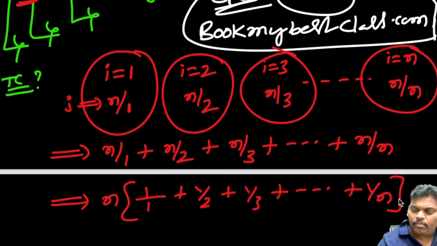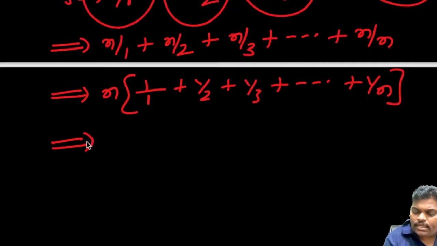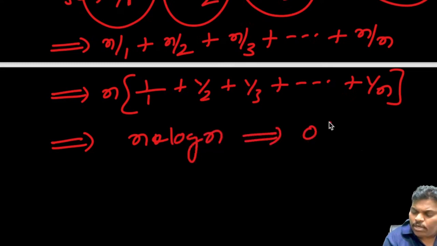Remember, this series is called the log n series. So it became n into log n. It is the log n series, remember it. So the time complexity of this program is n log n. It is one of the nice problems. Please take care.